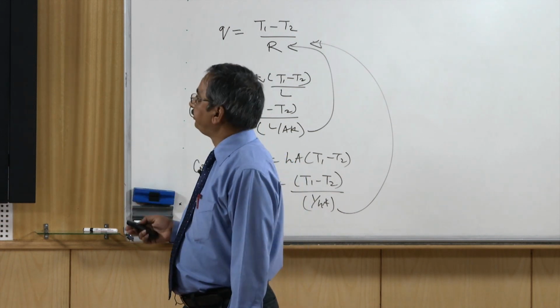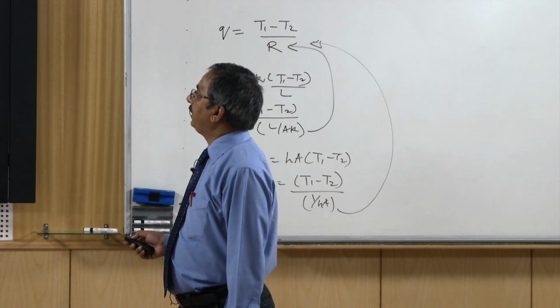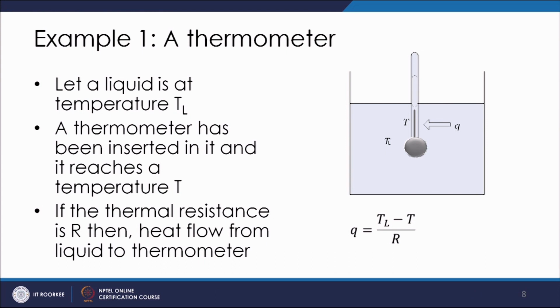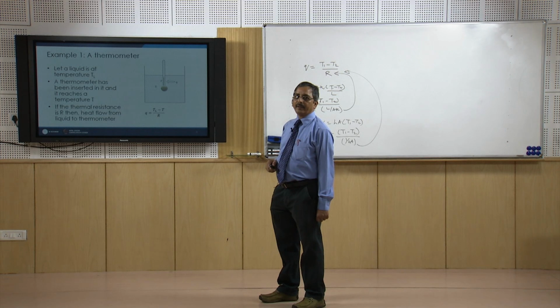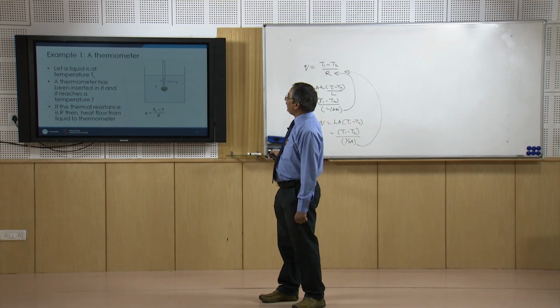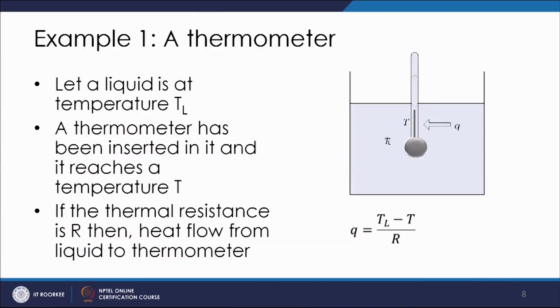Okay. So, let us see. First of all, we take up an example of a thermometer. Suppose this is a container, and in this container there is a liquid whose temperature is TL. I insert a thermometer in this liquid. So, what happened? There is a heat transfer from liquid to the thermometer, and because of that, the temperature or the mercury level indicates a temperature T by the thermometer.